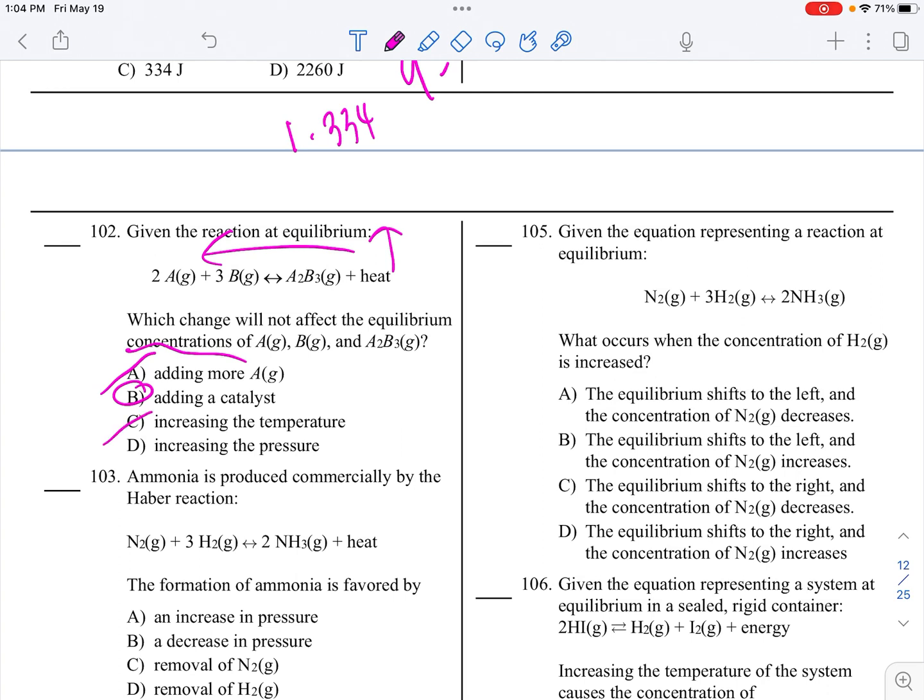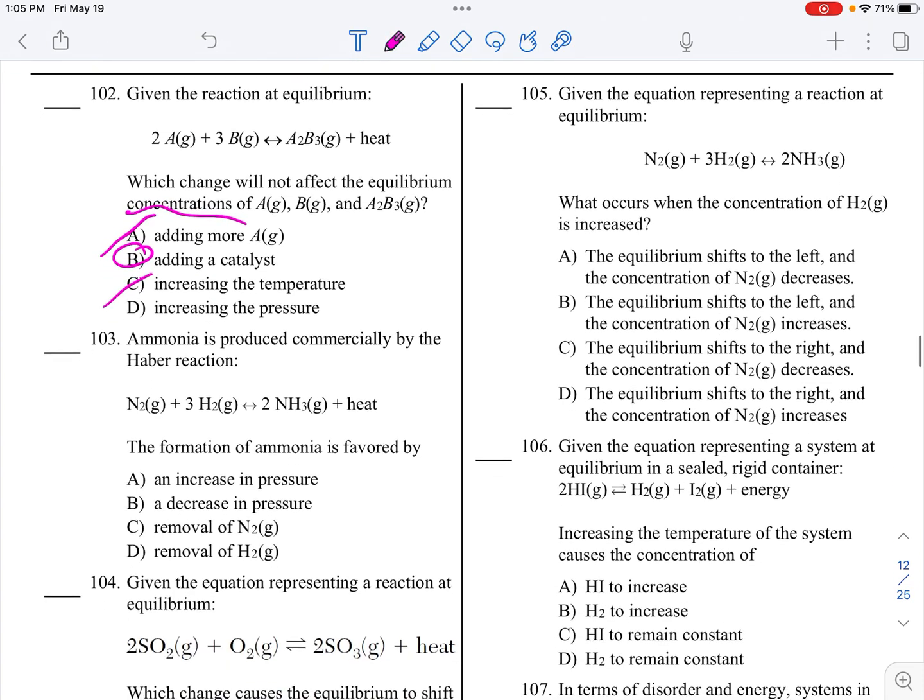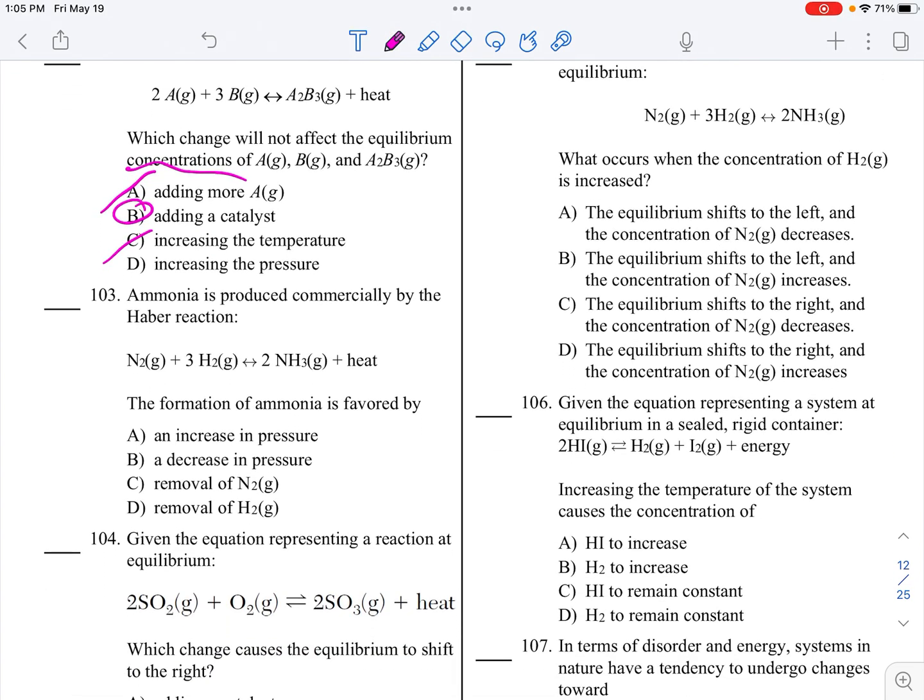Increasing temperature would shift. And if you increase the pressure, first of all, we have gases. We have unequal numbers of moles. So we have 2 and 3. This side has 5. This side has 1. So you're going to shift from more to fewer. So that would affect your concentration. So yeah, a catalyst just gets you there faster. It's not going to change your concentrations. See, this is why I would never get 100.